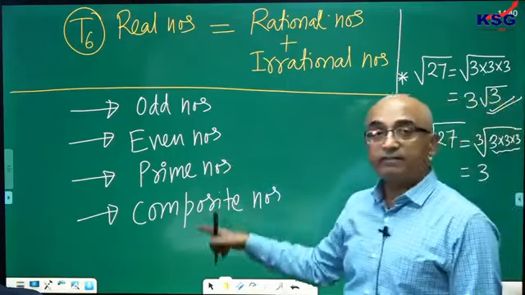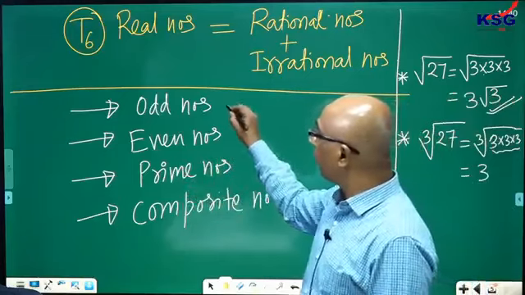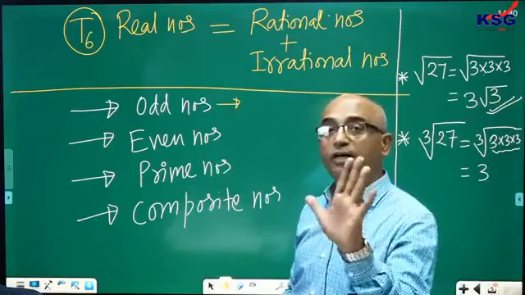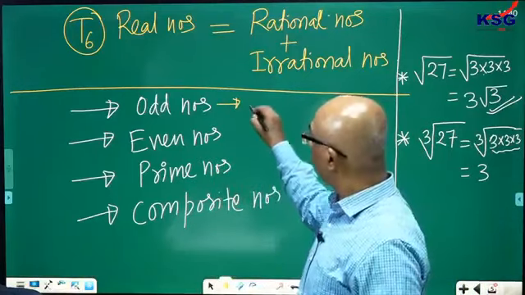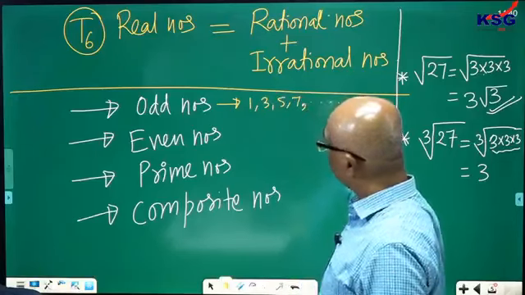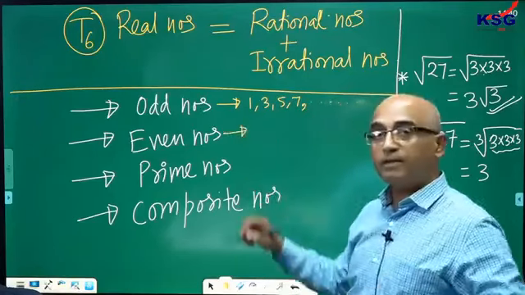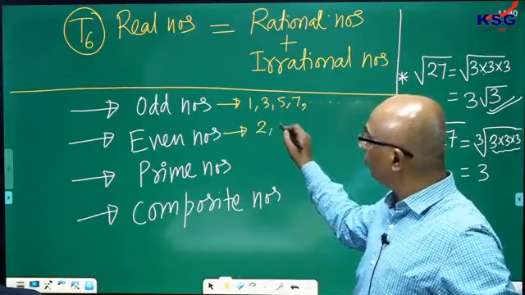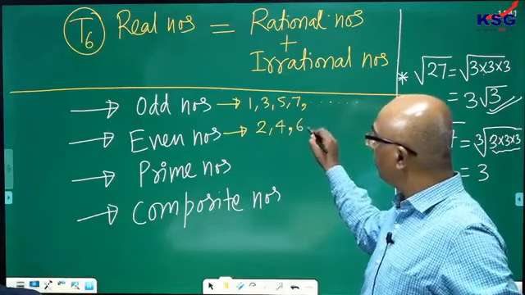Some additional types of natural numbers. Odd numbers means numbers which are not divisible by 2, so for example 1, 3, 5, 7 dot infinity. Even numbers means numbers which are divisible by 2, so 2, 4, 6 dot infinity.